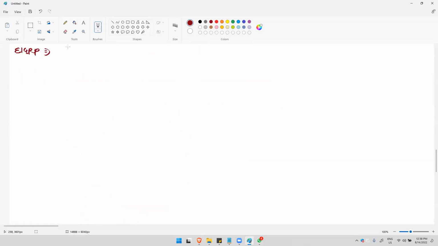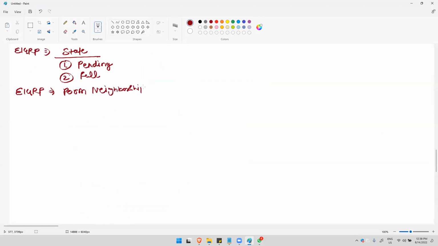Now one more thing. EIGRP states available. We are getting two states. One is pending. Another one is which state? Full state. One more thing. EIGRP can form which thing, dear? Neighborship. We are getting two types of neighborship. One is static. Another one is dynamic. Very good.